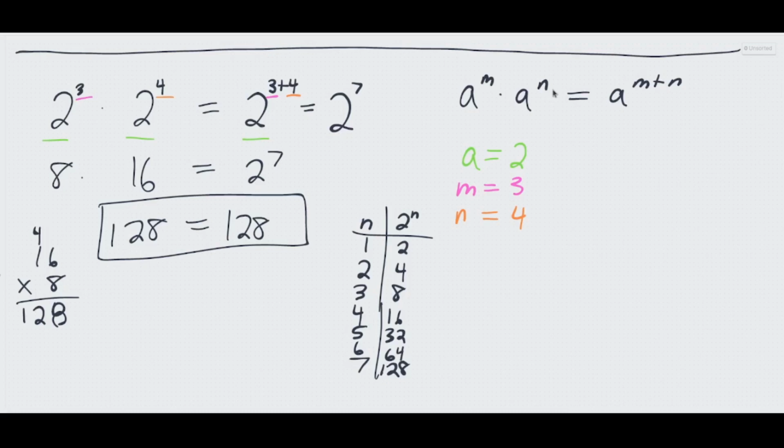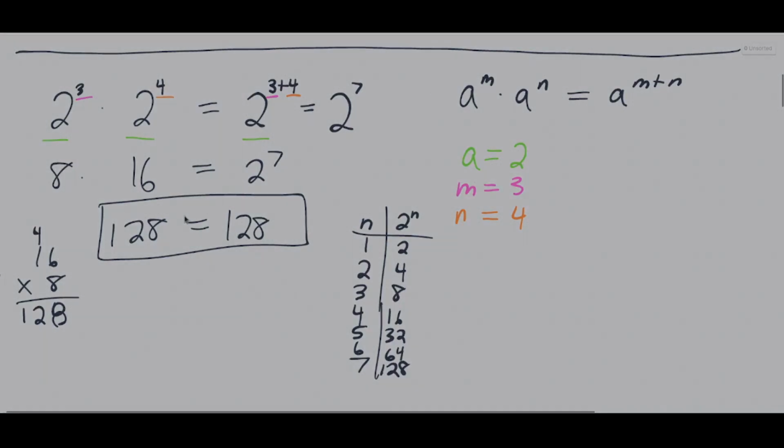This actually works for any numbers, no matter what A you pick, no matter what M you pick, and no matter what N you pick. You can pick any three numbers. For some exponent properties you cannot pick 0 for A because you would have division by 0, but we don't have that problem here. You can pick any numbers, and this is guaranteed to work. But this is just an example of how it works with one of them, that we can prove it.